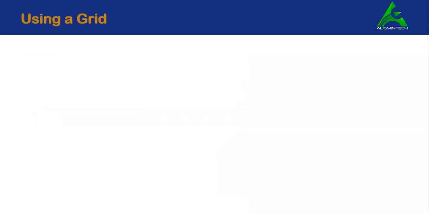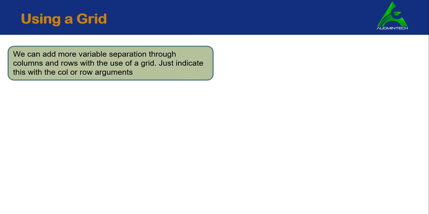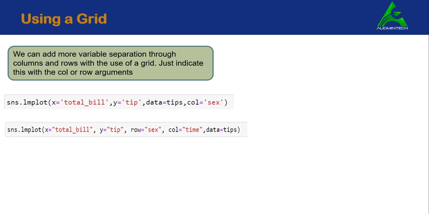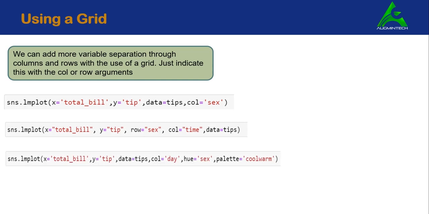Now let's see using a grid. We can add more variables, a separation through columns and rows, using a grid. Just indicate this with the row or column arguments. So here we can do lmplot, then specify the x value, y value, the data set, and the column value. The column here is basically the categorical variable, and then we can also specify row and column and then the data sets, and we can also make use of the parameter hue and then the color palette.